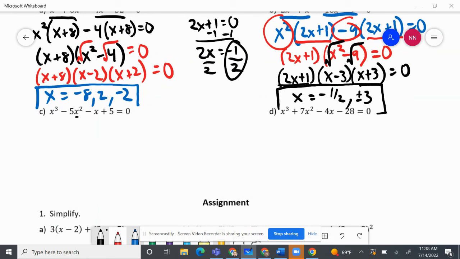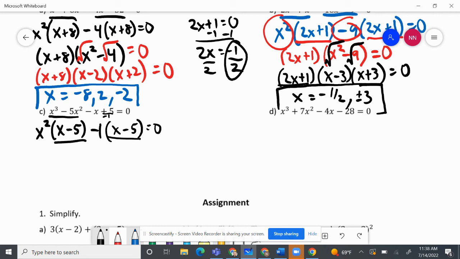Looking at letter C, we see that they have an x squared in common, and that's an x minus 5. We can factor out a negative 1 here, and then that gives us an x minus 5. Remember, when we factor out a negative, it's like dividing it by a negative. So when we divide it by a negative 1, it becomes a negative 5.